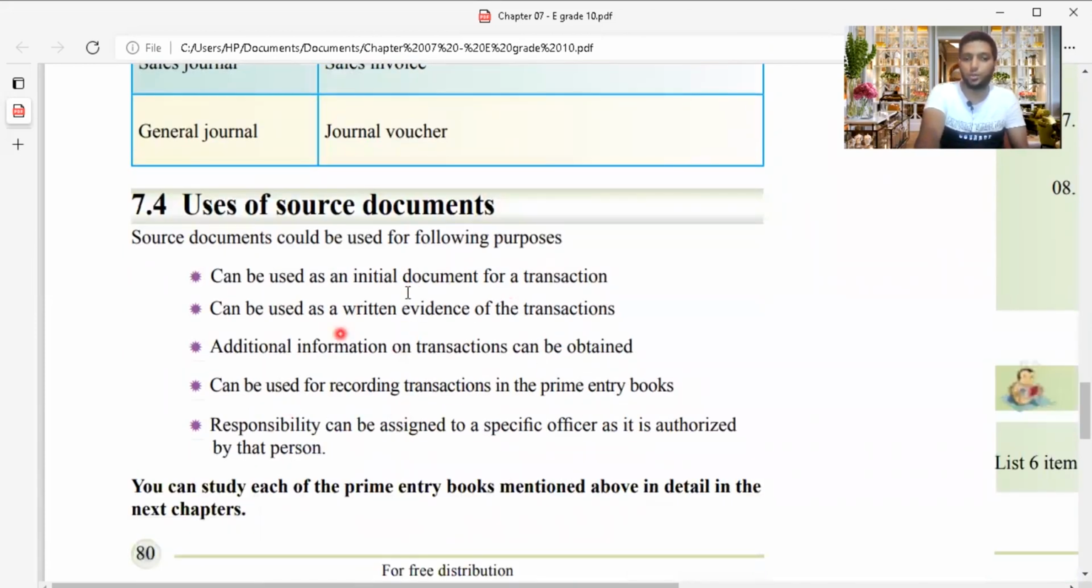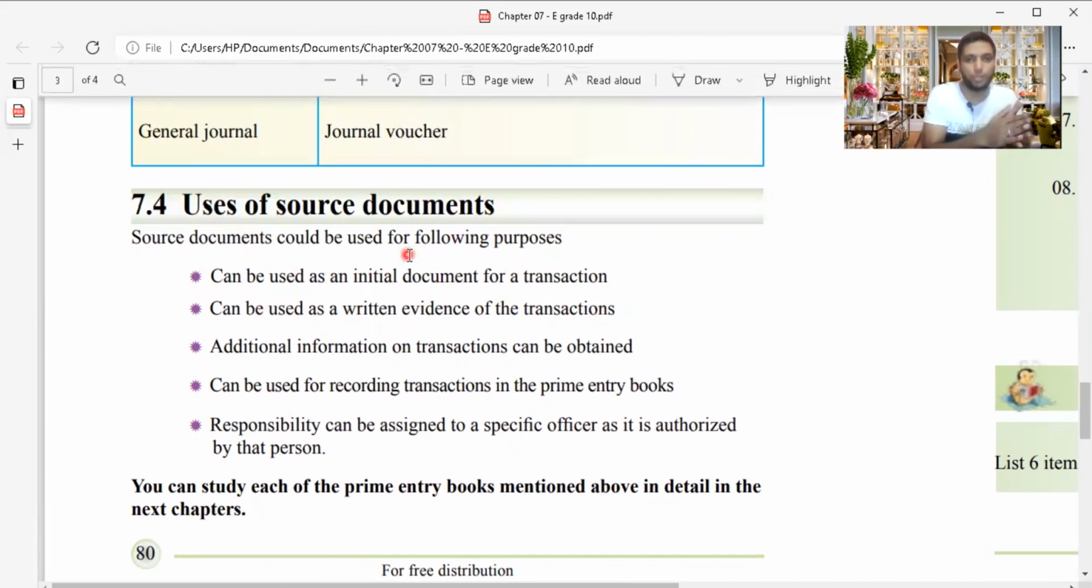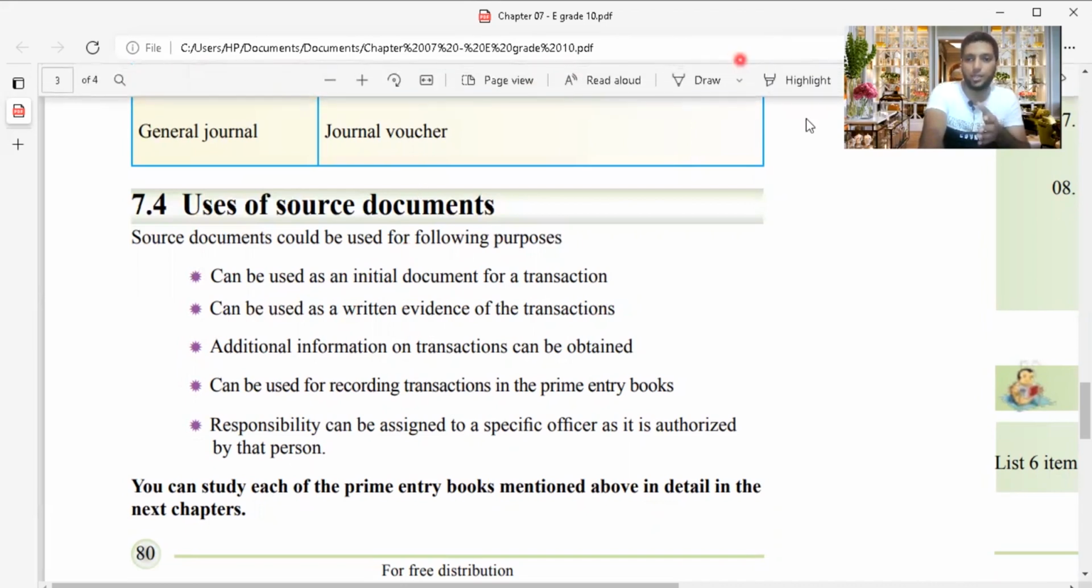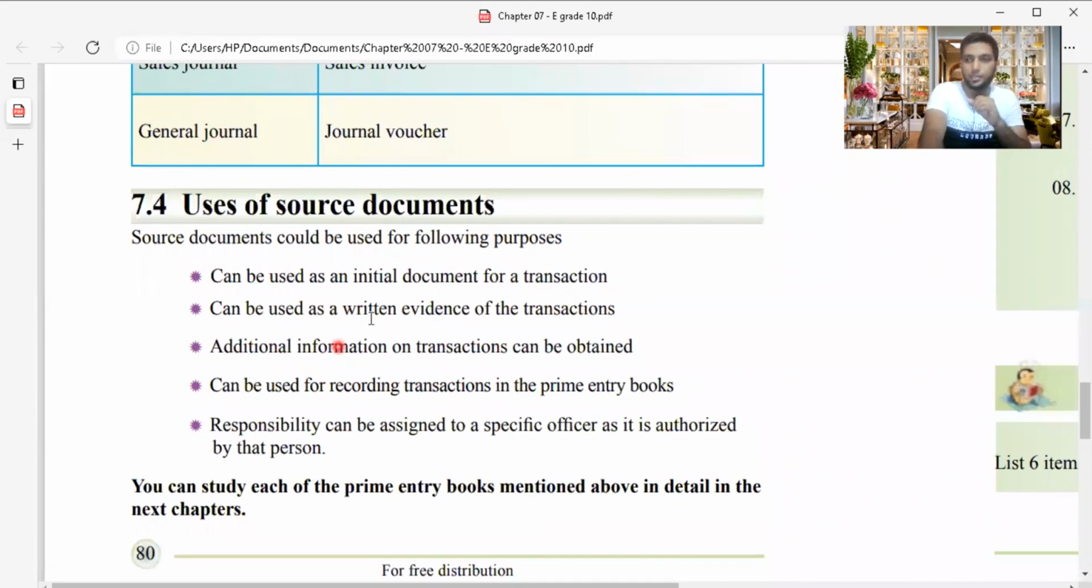Use of source documents. Why source documents? What might be the purpose why we use source documents? We spoke about importance, then uses. So it's two different things, guys. Don't get confused between importance and uses. Let's see what these reasons are. Number one, it can be used as an initial document for a transaction. You can easily record it and understand which type of transaction it is. Then second, it can be used as written evidence of the transaction. So if a credit customer says no, I never purchased from you, of course you can show this as evidence and prove that they have purchased from you. Additional information on transactions can be obtained.